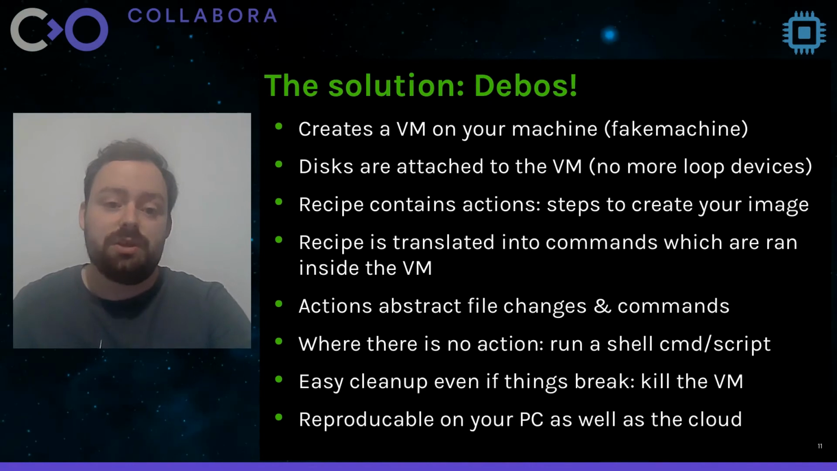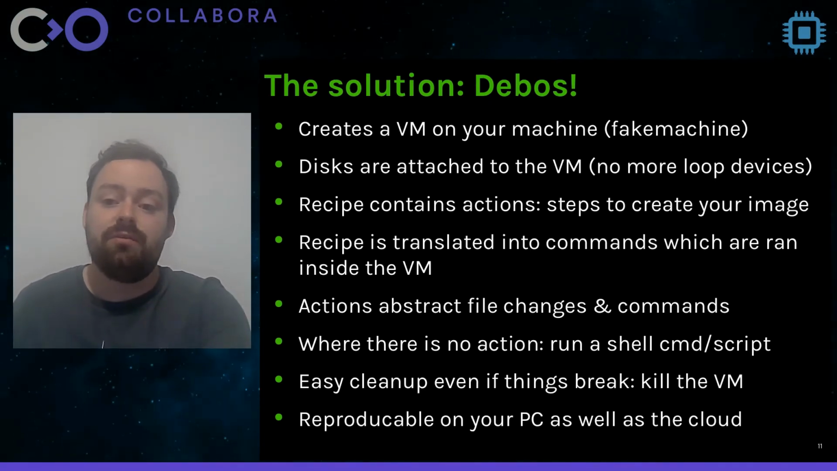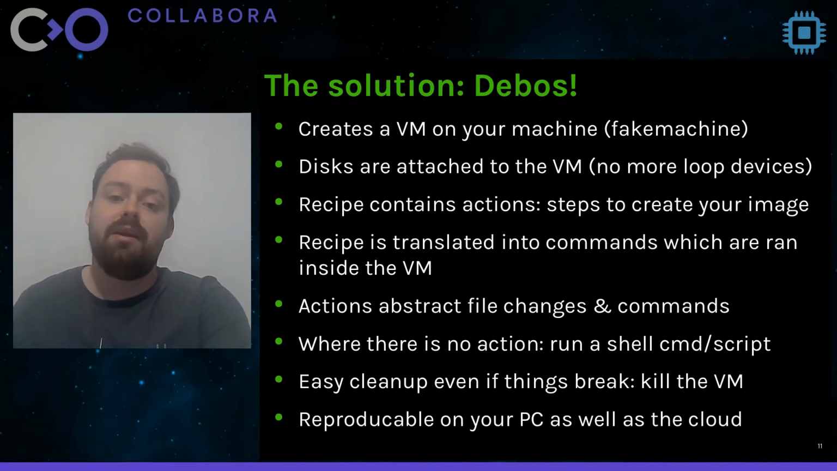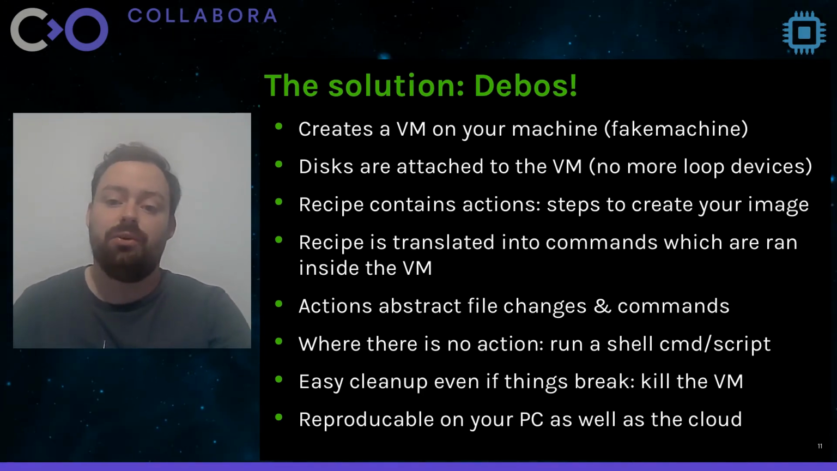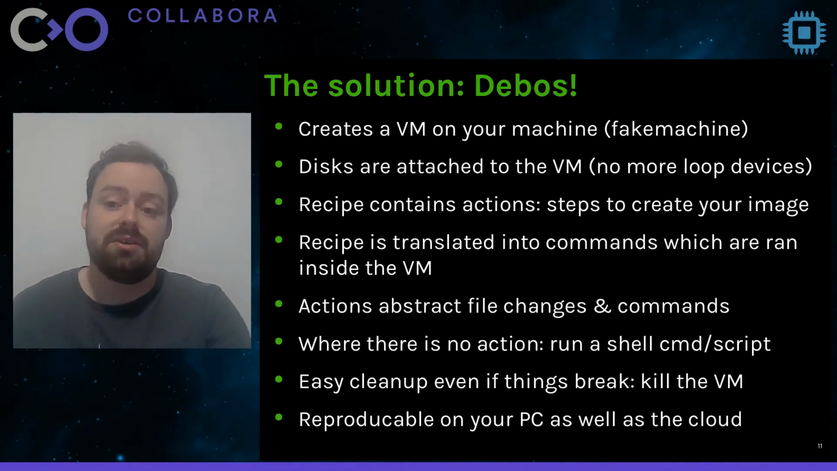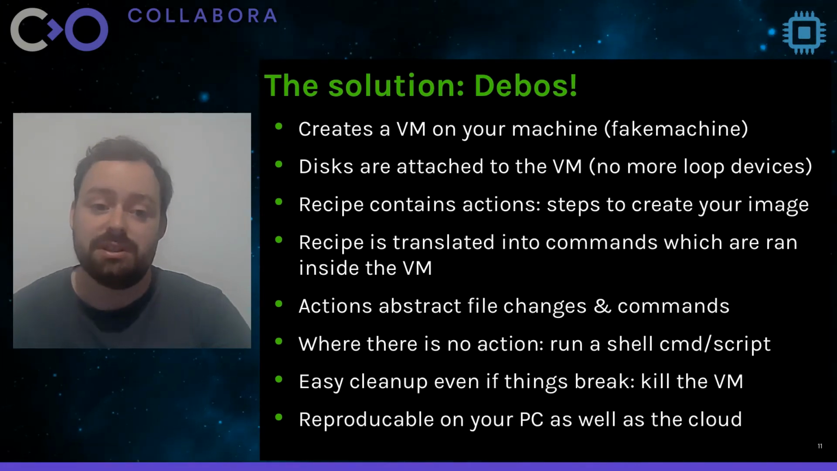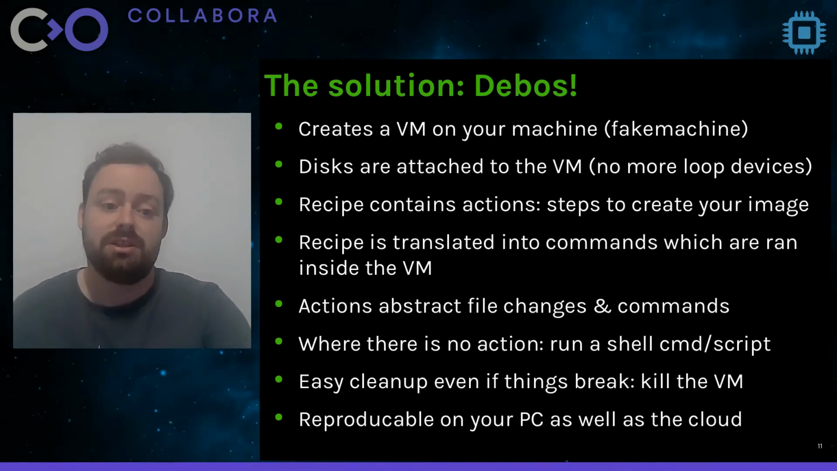So the solution to all of these problems is Debos. Basically, it uses a library called fakemachine to create a virtual machine on your computer. Disks are attached to the virtual machine, so we don't use loop devices, and that's very good because loop devices, as we've discussed, are very fragile.